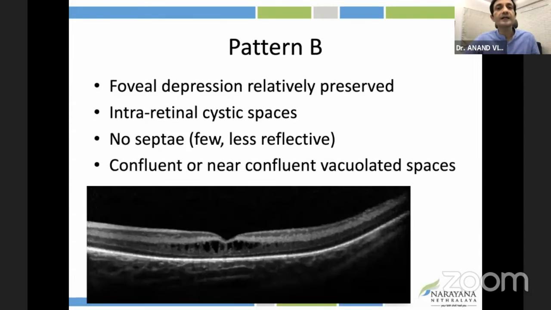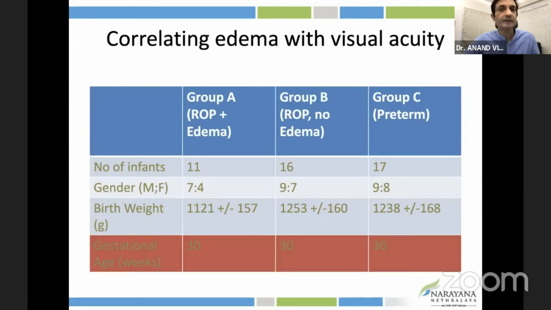But what's really interesting is this pattern B, which is not just the foveal or subfoveal hyporeflective spaces, but the parafoveal as well. The Duke group was the first to report that. They correlated that form of edema with cortical vision impairment.